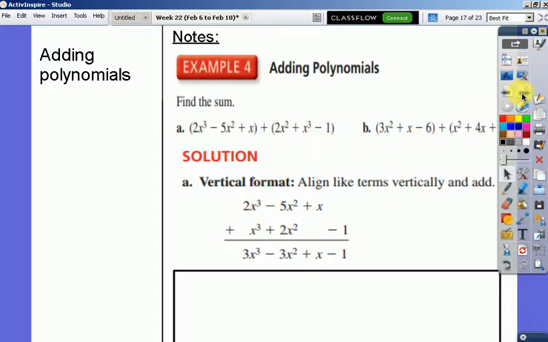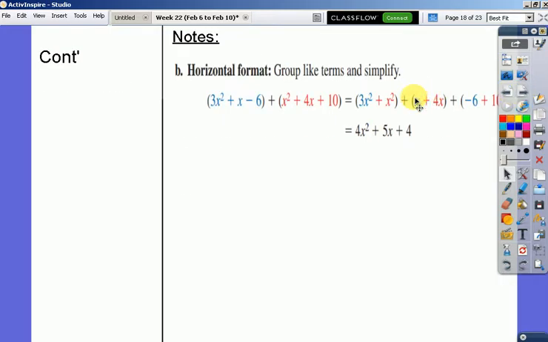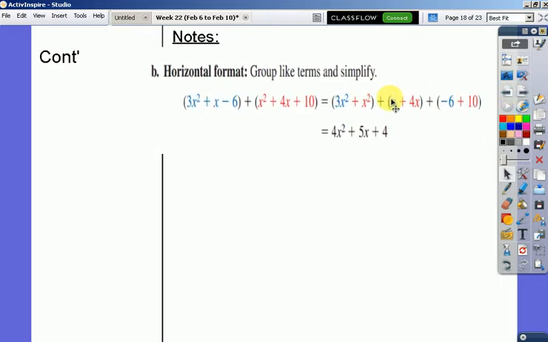Same thing is true for b. If you can't see b, I have it on the next slide. They don't do the vertical format, they do the horizontal format like I just said. Just group like terms. 3 and 1 make 4. 1 and 4 make 5. 10 and negative 6 make 4. Questions on that? Can you go back to the first one? Yes. I'll go back to the first slide.